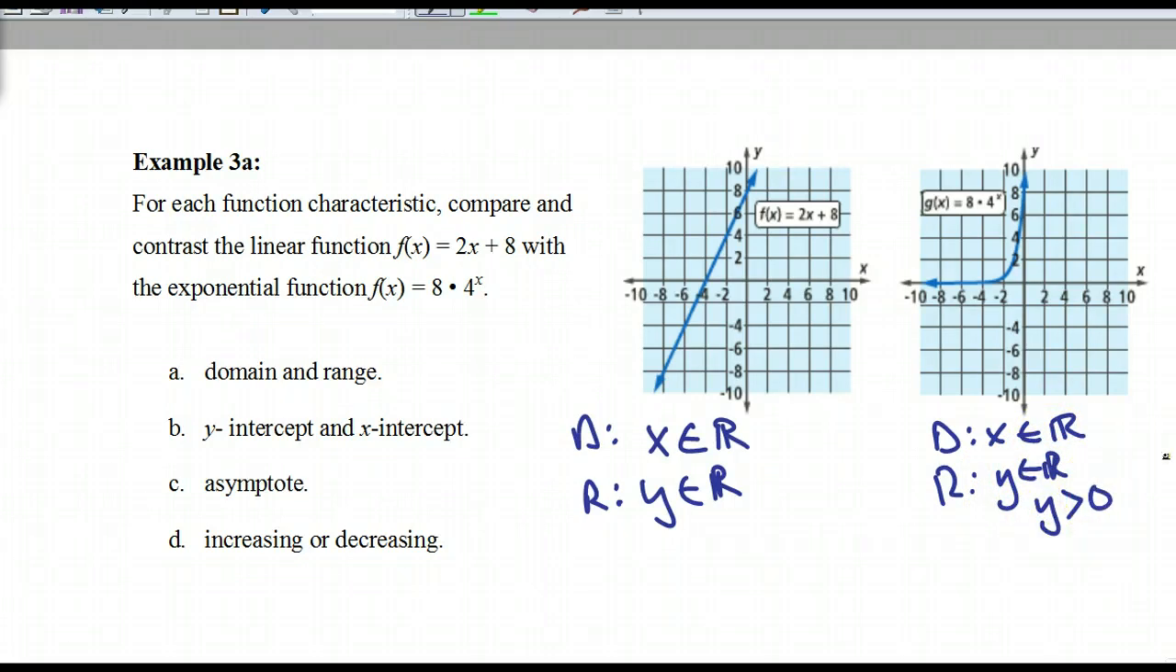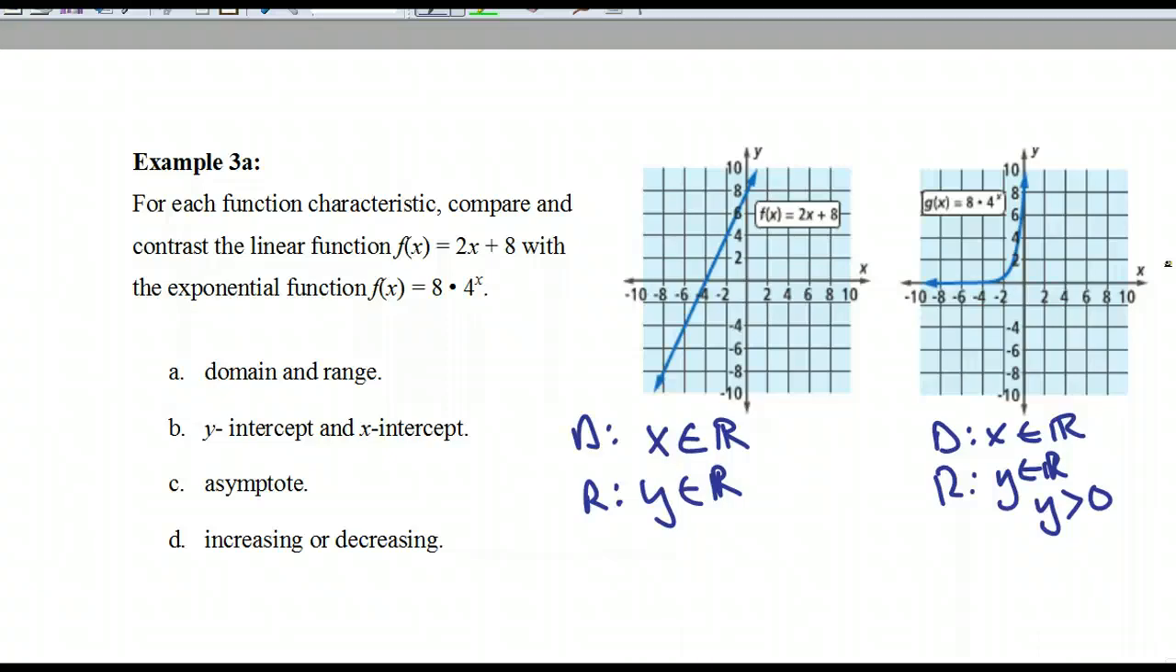Because here, if you look, y is never supposed to touch 0. That's my asymptote. It's touching zero though. Well, it looks like it is, but it really isn't. Okay.